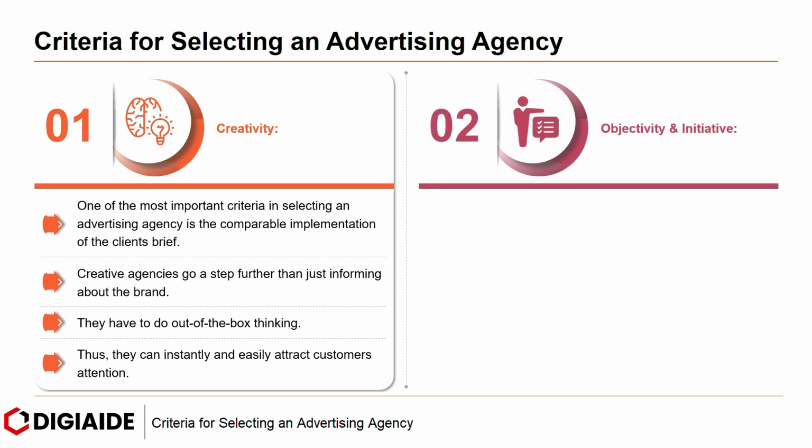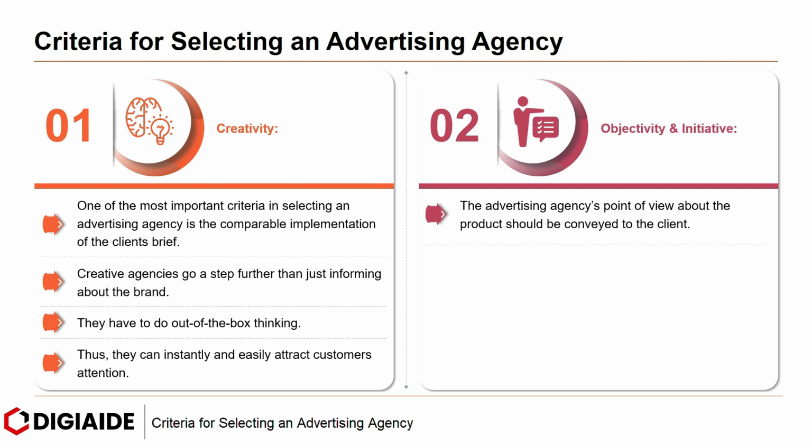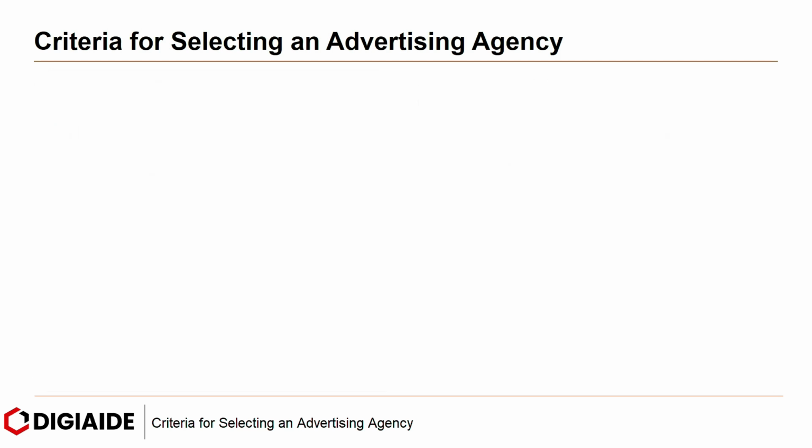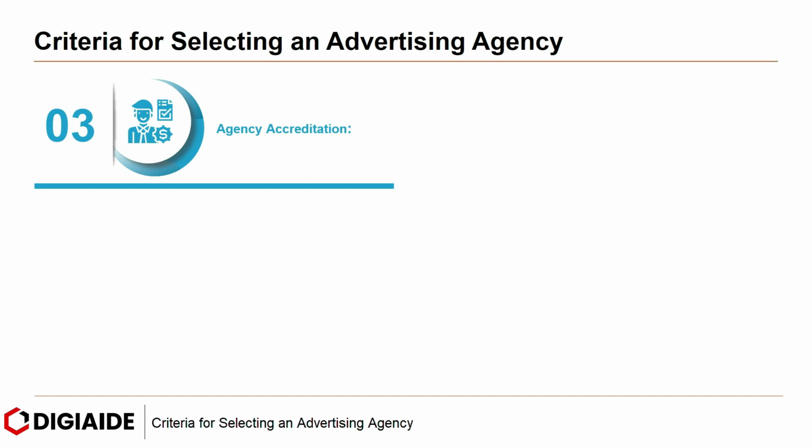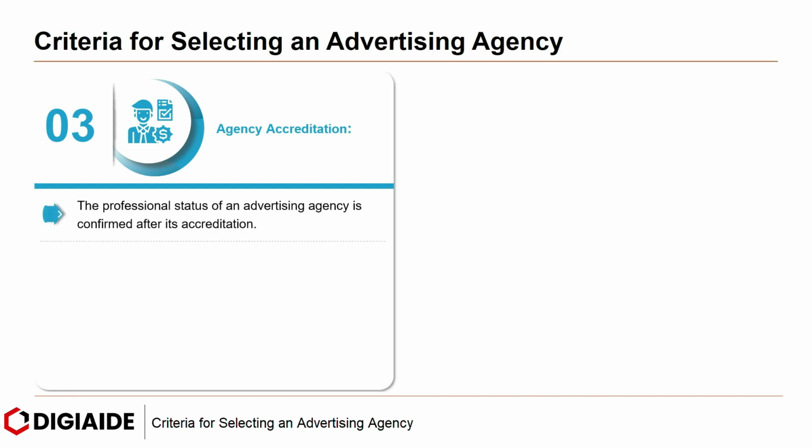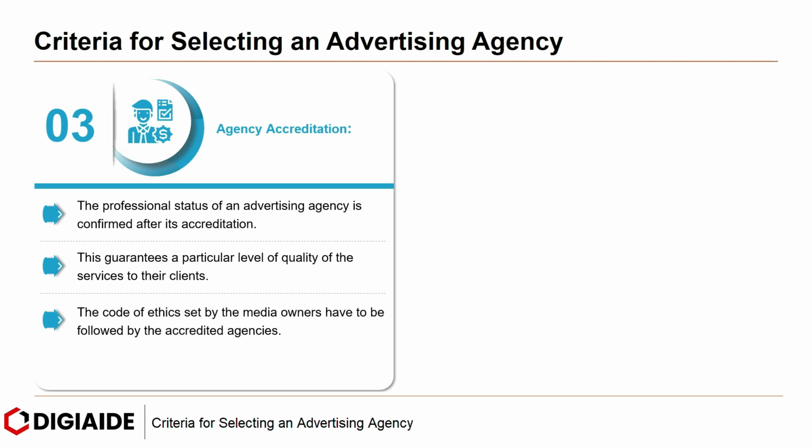Next, objectivity and initiative. The advertising agency's point of view about the product should be conveyed to the client. The advertising agency must attempt to present an unbiased approach and its suggested charm. Third, agency accreditation. The professional status of an advertising agency is confirmed after its accreditation. This guarantees a particular level of quality of the services to their clients. The code of ethics set by the media owners has to be followed by these agencies.